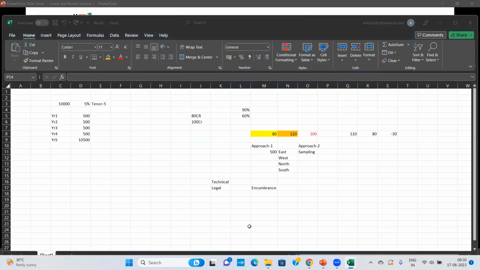Correct. So it's a small set of sample. We don't know whether some wrongdoing has happened anywhere which is not coming in the sample, right? So this is a major problem.